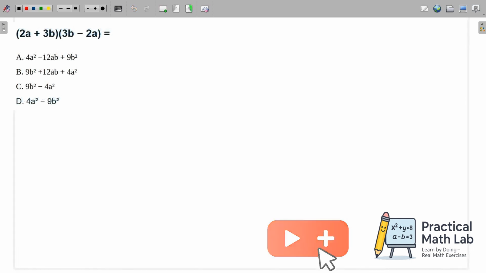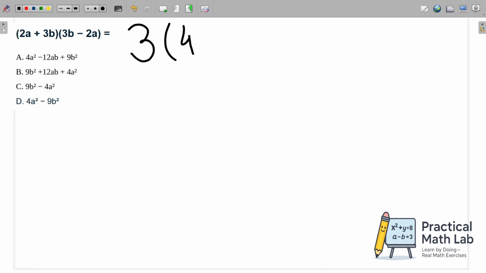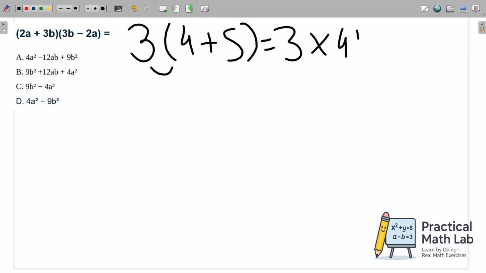Now, let's solve the exercise. First, I'm going to solve it using the distributive property. For those who aren't seeing the distributive property, I'll give an example. 3 times (4 plus 5) is equal to 3 times 4 plus 3 times 5. You multiply the 3 by 4, then multiply the 3 by 5, okay?